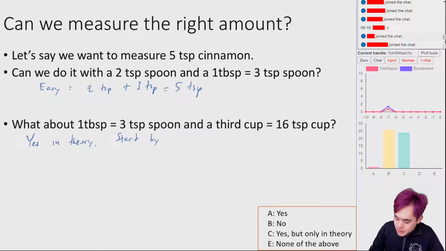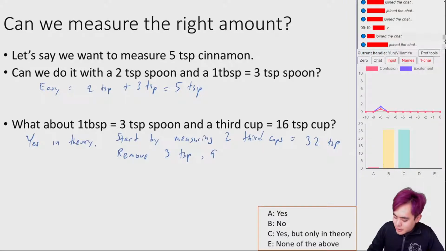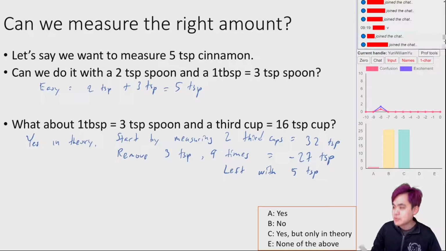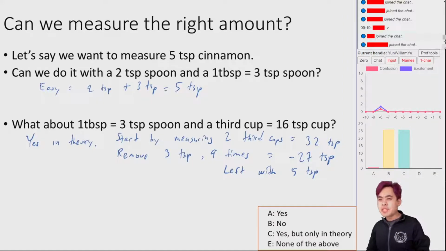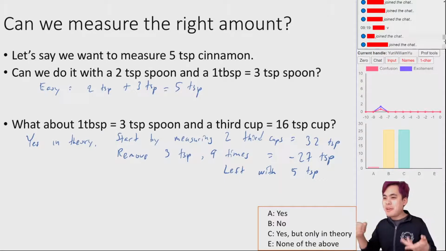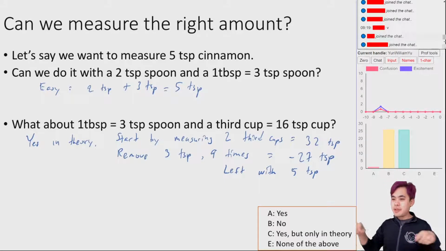So let's start by measuring 2 1/3 cups. That's equal to 32 teaspoons. And then let's remove 3 teaspoons 9 times, which is equal to minus 27 teaspoons, because we're removing it. And what are we left with? We're left with 5 teaspoons. Like I said, this is theoretical baking now, because if you were to actually do this, it probably wouldn't be very accurate, since you wouldn't be exactly right at removing a tablespoon each time. But, in theory, you can do this.